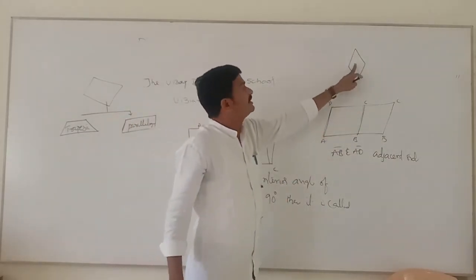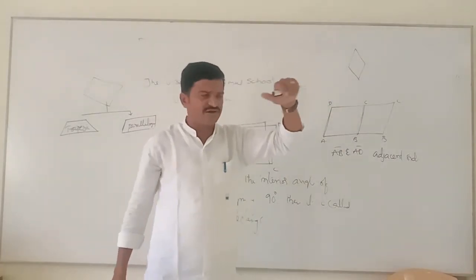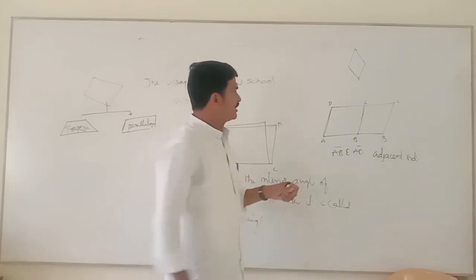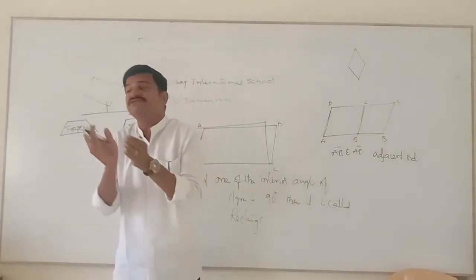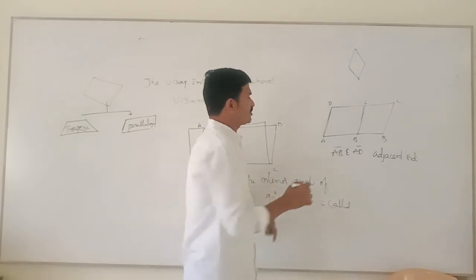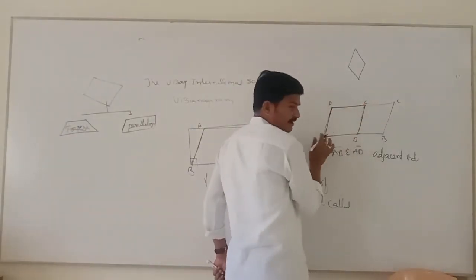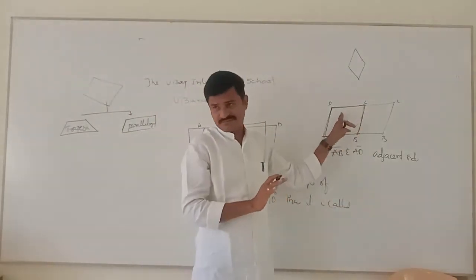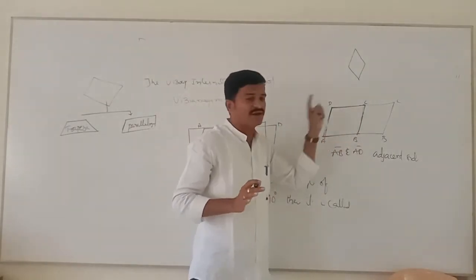But it is what? Rhombus. That is called rhombus. I think you may have heard the name of the rhombus shape, but you don't know the definition. So what is a rhombus? In a parallelogram, if the adjacent sides are equal, then it is called a rhombus. This is a rhombus. Are you clear? Whatever the parallelogram properties are, all the properties will be applicable for this rhombus. But the only thing is, adjacent sides of the parallelogram are equal.